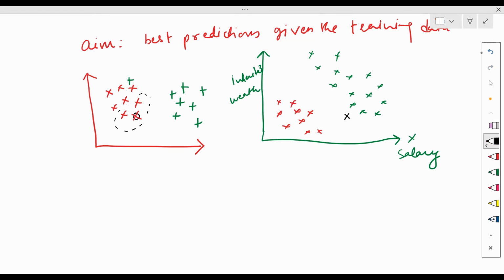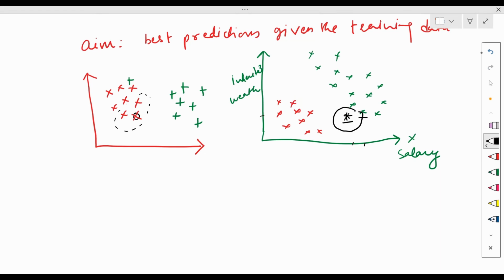For a new data point, say here, we will look around for the points and find out the similarity between them. For this point and this point, we can say their salary is almost equal and their inherited wealth is also almost equal. There is very little difference between them. So we can say that this person may buy a house in the upcoming year.